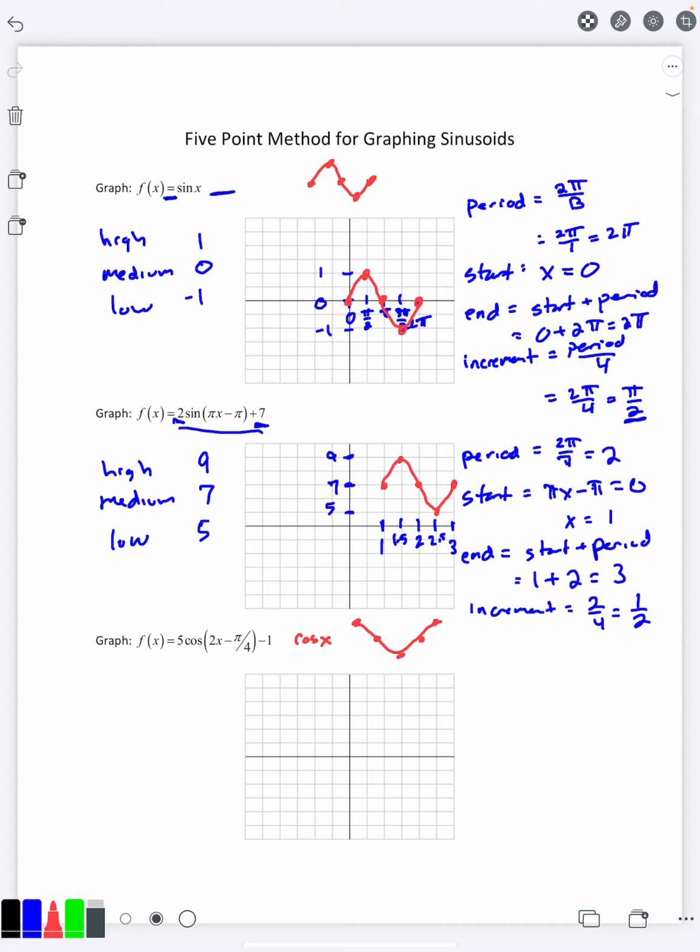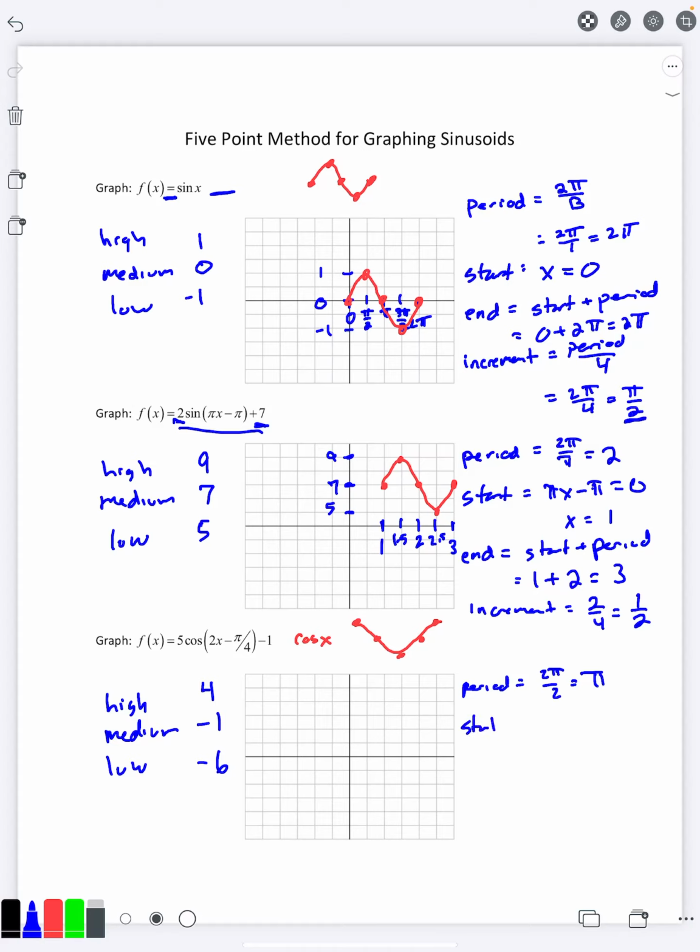Now for cosine, it's again the same process, just with a different pattern of the dots here. This one I have a shift down 1, so -1 for medium. Amplitude of 5, so +5 and -5. My period here is 2 pi over 2, which is pi.